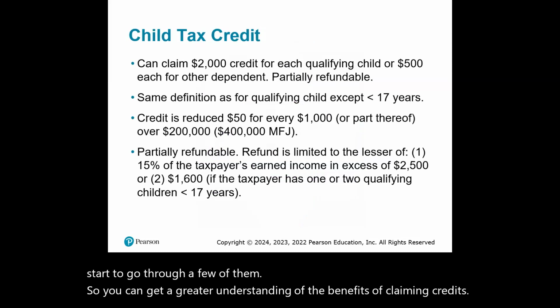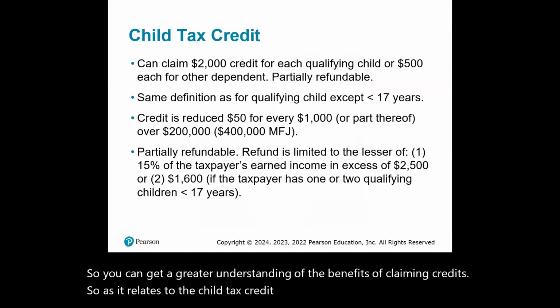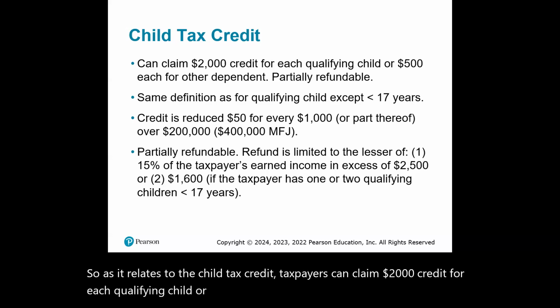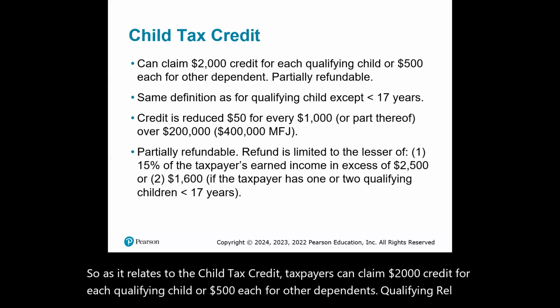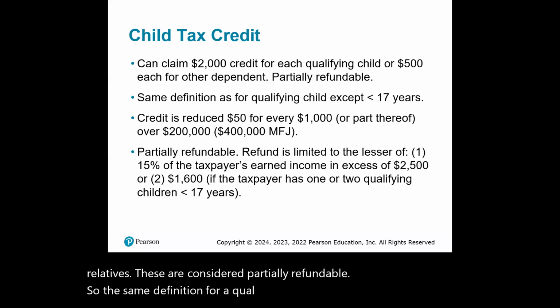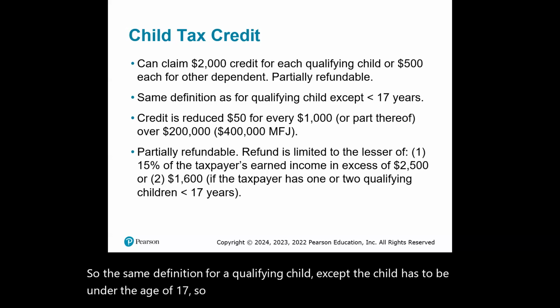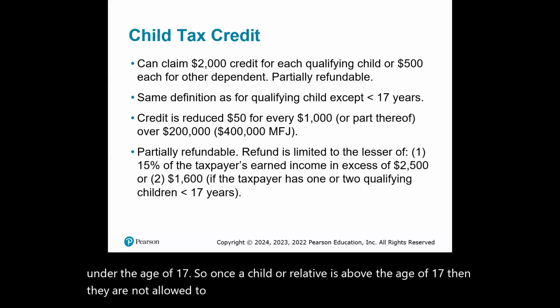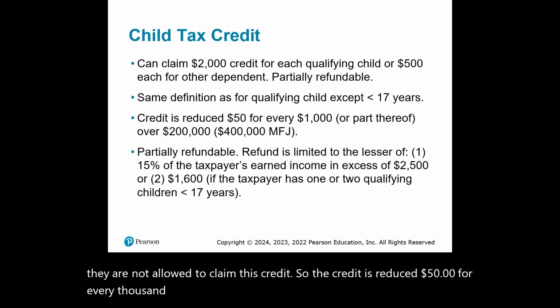So as it relates to the child tax credit, taxpayers can claim a $2,000 credit for each qualifying child, or $500 each for other dependents, qualifying relatives. And these are considered partially refundable. So the same definition for a qualifying child, except the child has to be under the age of 17. So once your child or a relative is above the age of 17, then they are not allowed to claim this credit.